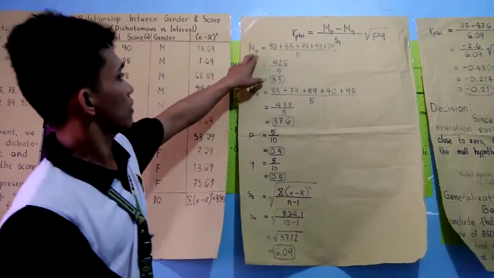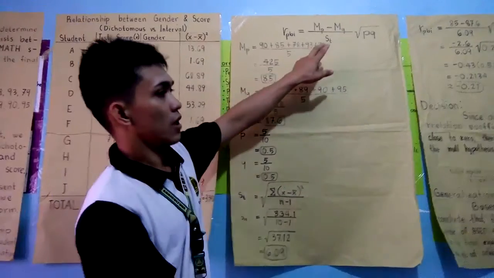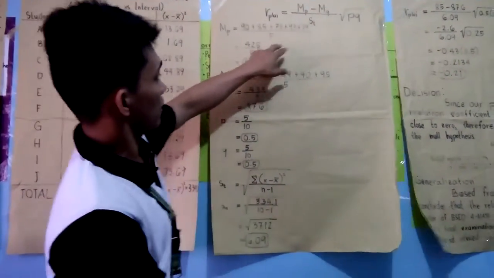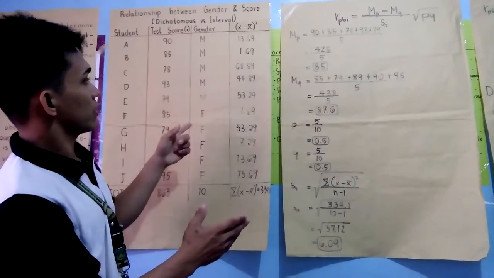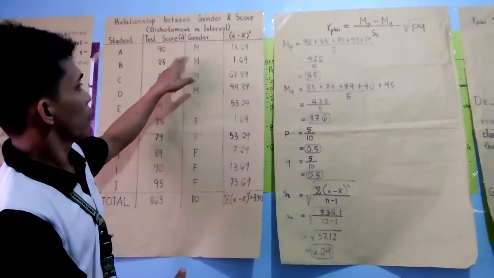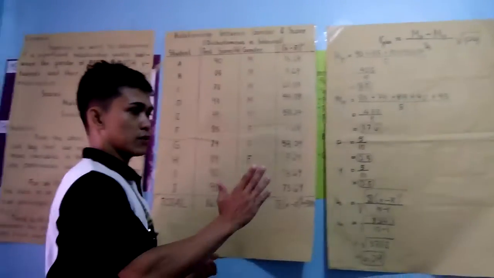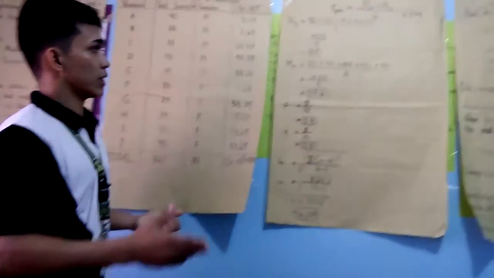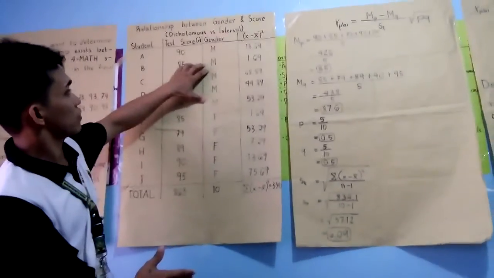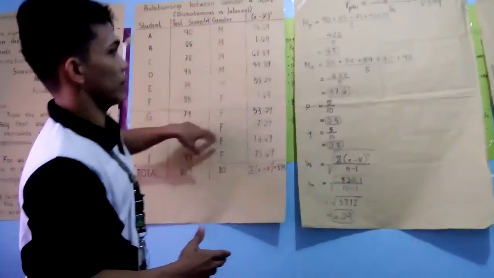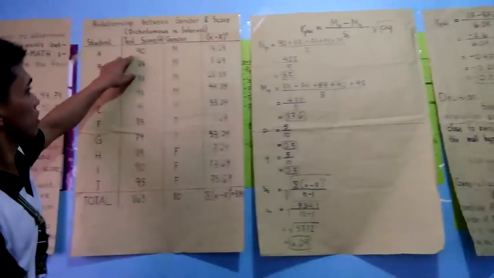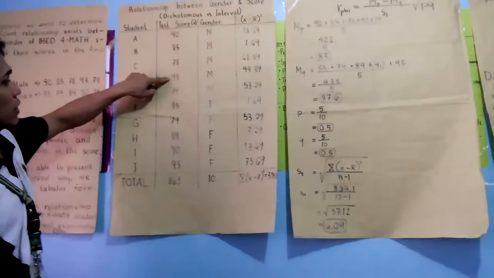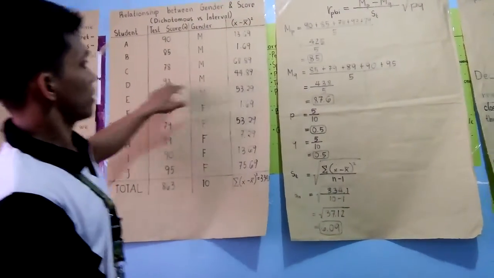First, we need to get the mean for the group that received the positive dichotomous. Traditionally, other researchers assign 1 for the positive group and 0 for the negative group. But here I only use the male and female groups. The scores of the males from our data are 90, 85, 78, 93, and 79.